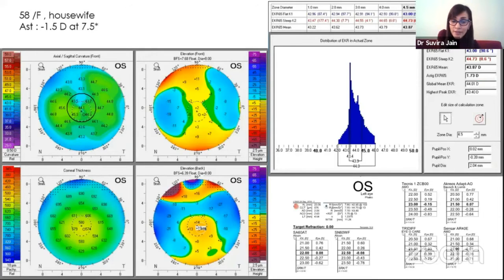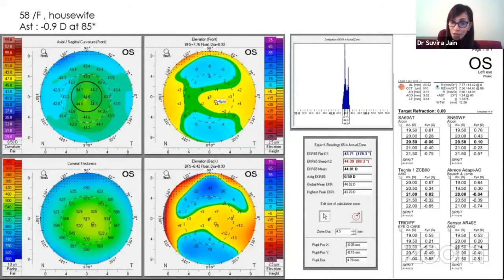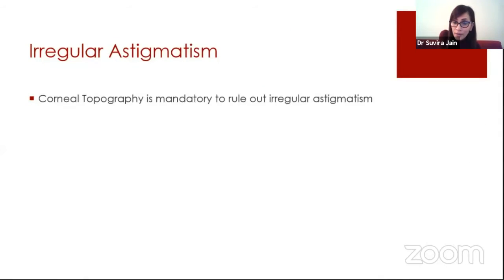For example, if you see this patient on an axial curvature map, you've got an against the rule astigmatism, but the EKR map shows a nice tall peak, indicating that this is a good candidate for a toric IOL. So also this patient with the rule astigmatism, you can see the EKR map shows you a nice tall peak, again signifying that this too is a good patient for a toric IOL.